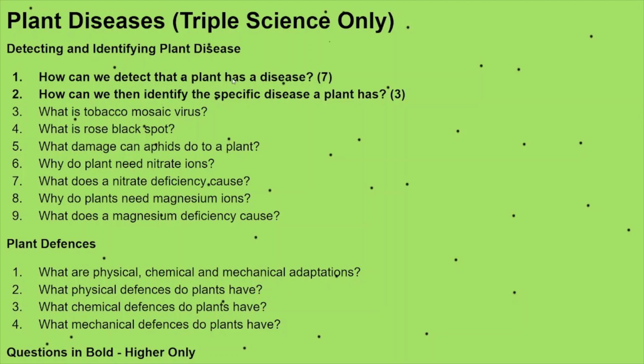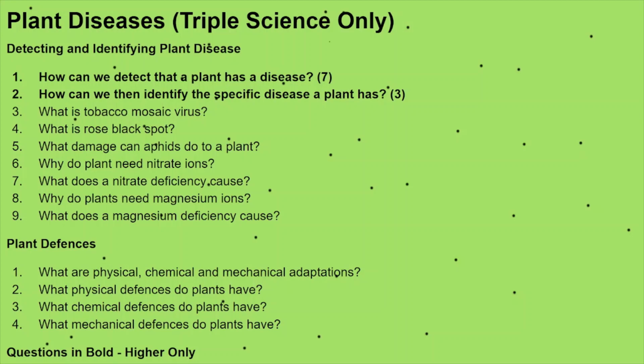So, there are many ways we can detect a plant has a disease. The main way is by looking at the leaves. There could be spots on the leaf. The leaves could be rotting. There could be fungal growths on the leaf. The leaves could be malformed. They could be discoloured. For example, tobacco mosaic virus has that mosaic pattern on the leaves, or leaves often can turn yellow and brown and drop off.